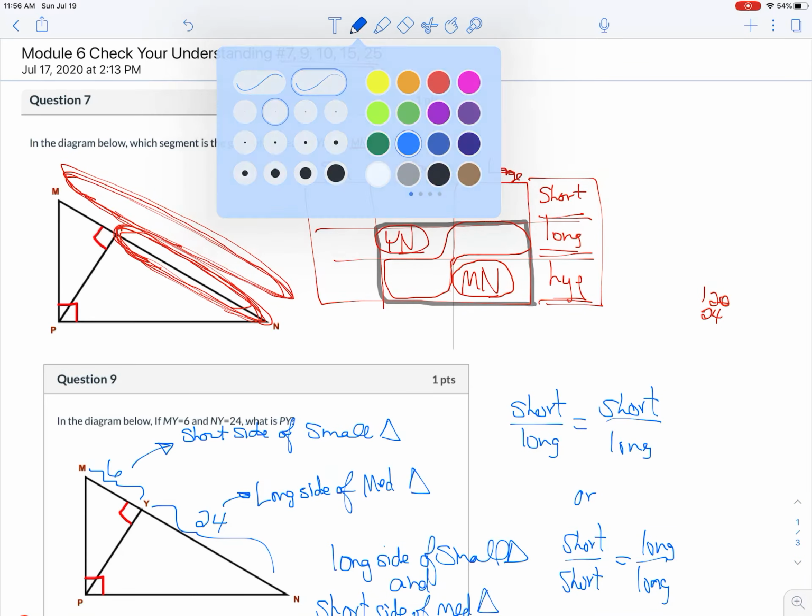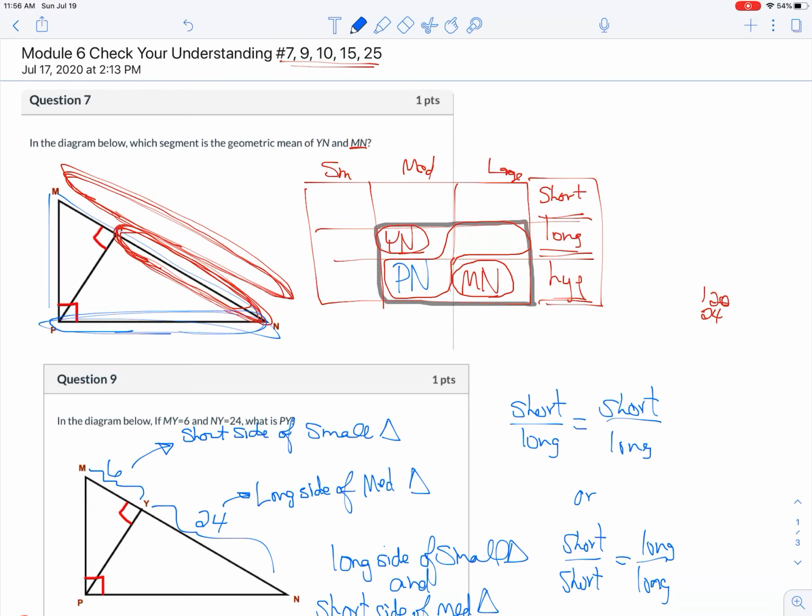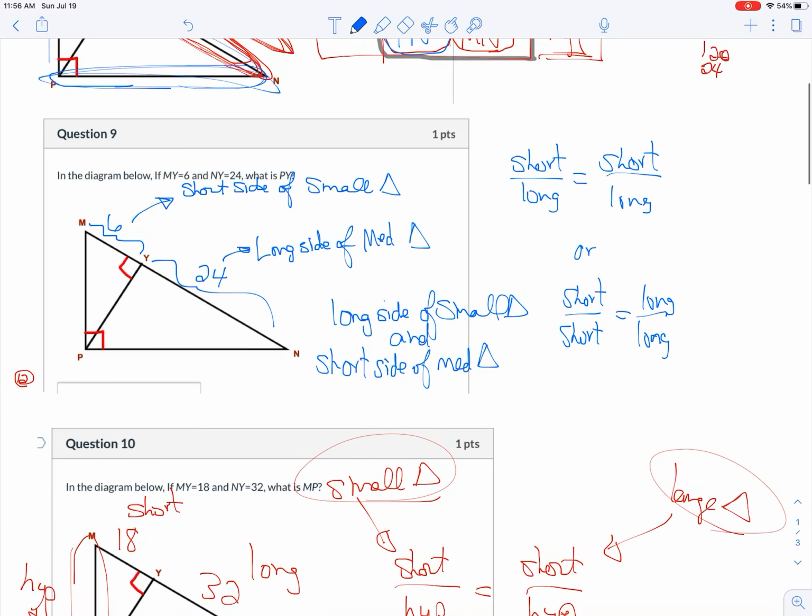Hypotenuse of the medium triangle is this one, PN. Is it also the long side of the large triangle? Here's the large triangle and the long side. Aha, PN. It is that connector, that commonality, that is the geometric mean. That's what helps me. Some of these that follow are fairly similar in that you're given pieces and you've got to make a proportion that something is to something as something is to something, and the somethings are either the short side, long side, hypotenuse, or the small, medium, and large triangle.